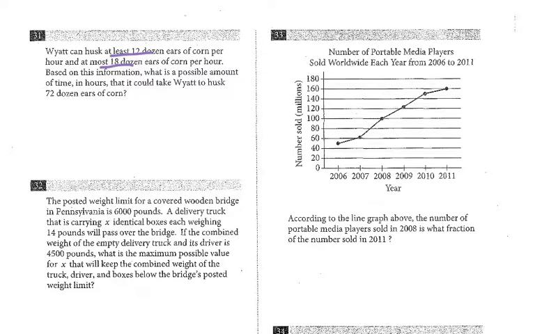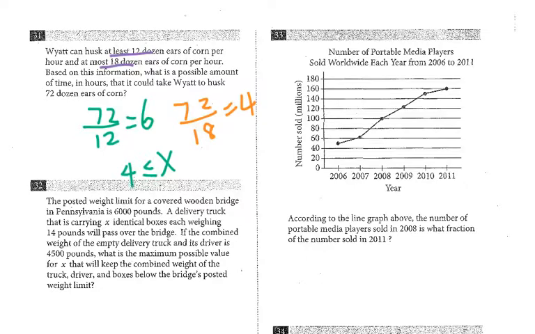Suppose he husks at least 12 dozen ears of corn per hour, then how many hours does he need to husk 72 dozen ears of corn? We do 72 divided by 12. That's 6. If he husks 18 dozen ears of corn per hour, then he needs 72 divided by 18, which is 4 hours to finish it. Therefore, the answer will be between 4 and 6 hours.